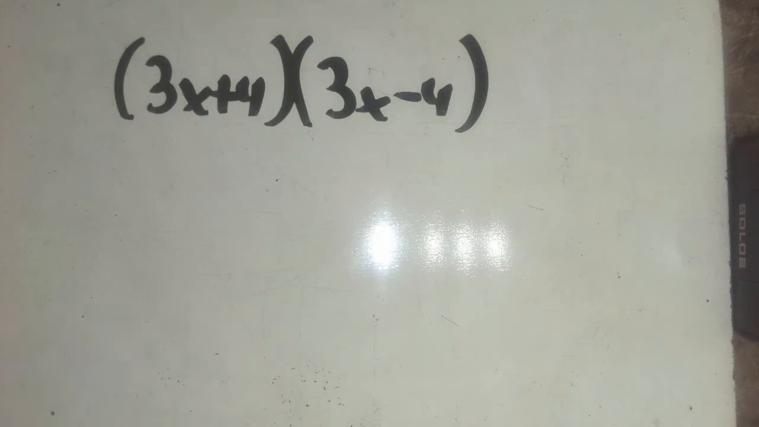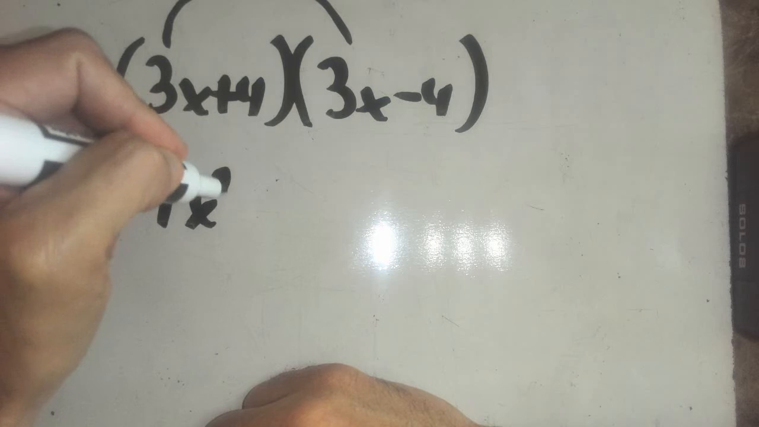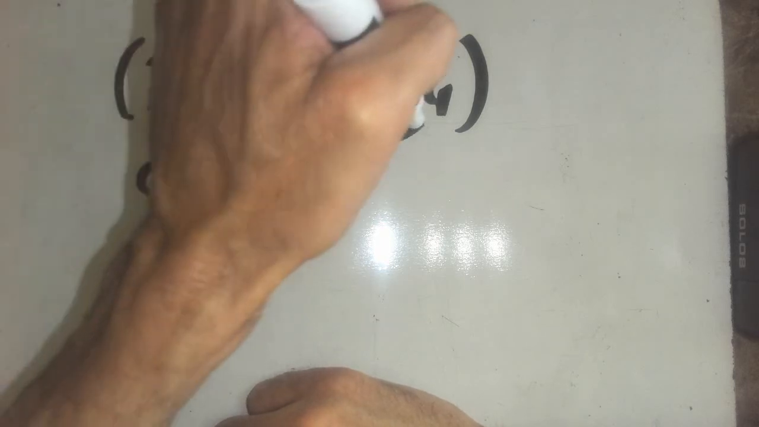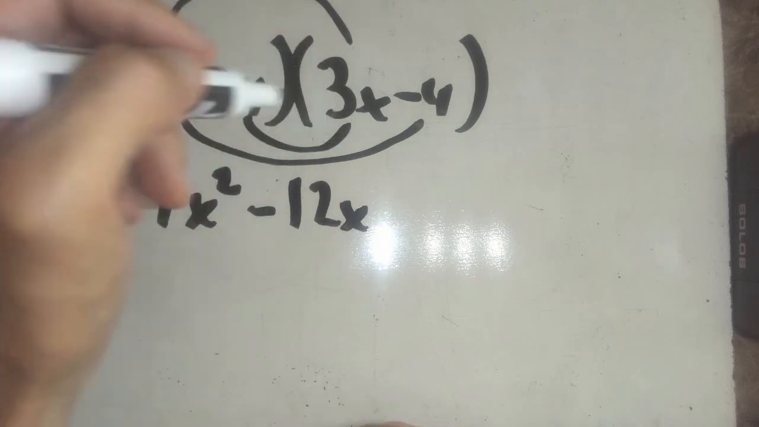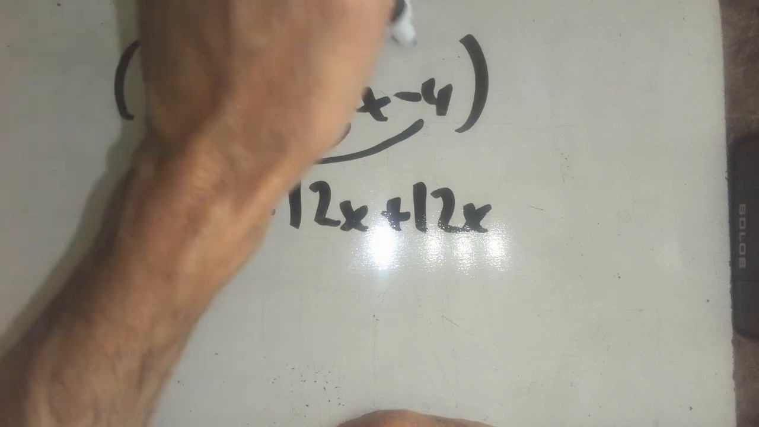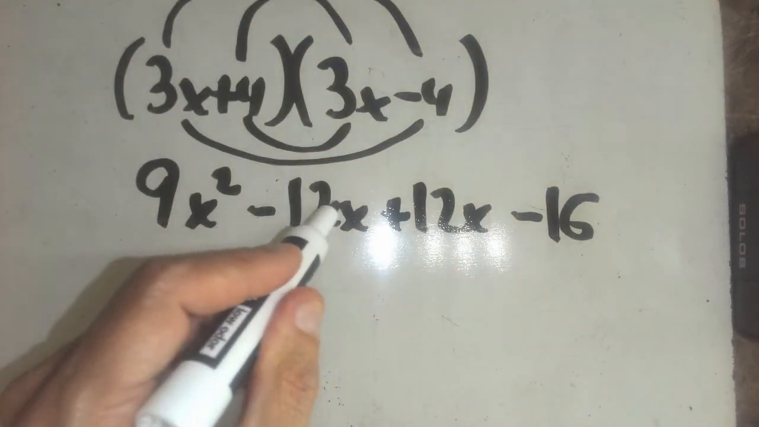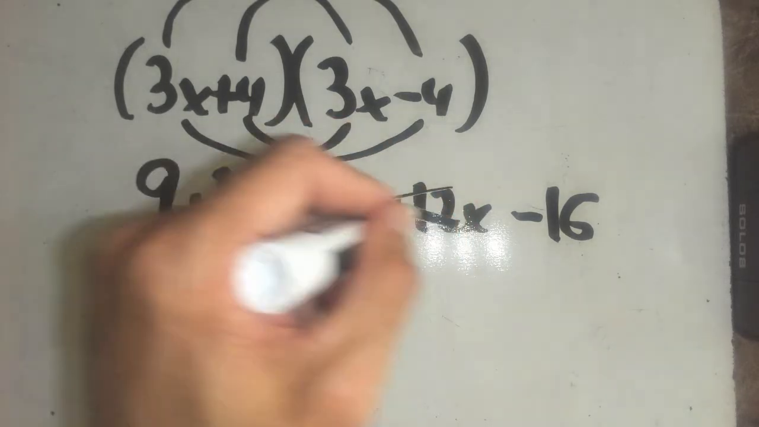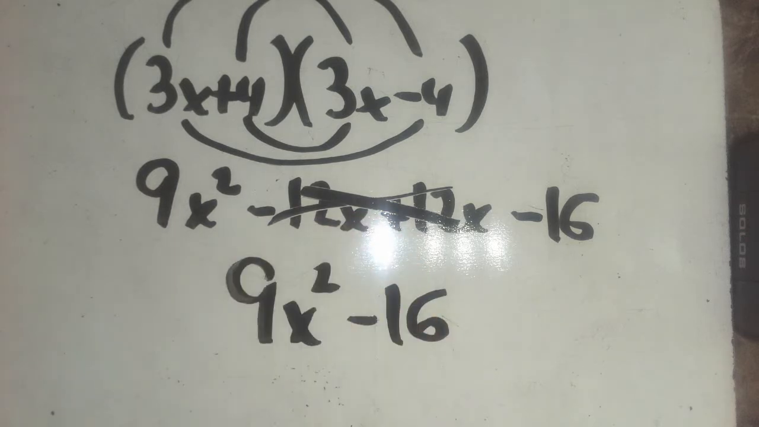All right, let's FOIL. 3x times 3x is 9x squared. Outer, 3x times negative 4 is negative 12x. Inner, 4 times 3x is positive 12x. And then we've got 4 times negative 4, which is negative 16. Notice, negative 12x plus 12x, these are gone. So what we're going to have is 9x squared minus 16. We're done.